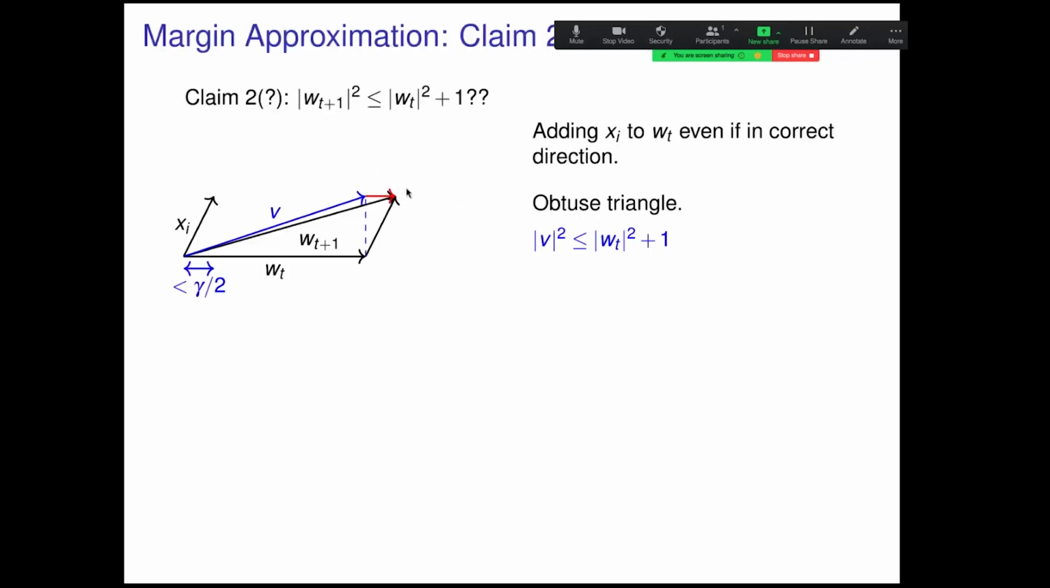You have to do something more complicated because this is slightly obtuse, and you have to then bound this. Claim 1 works exactly as before. Claim 2 is a little bit more complicated.